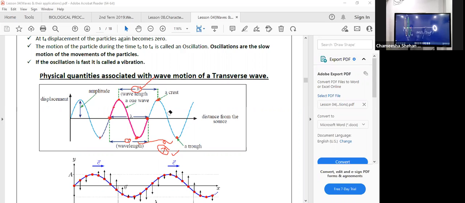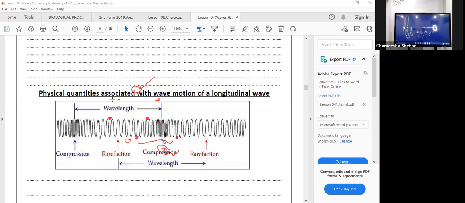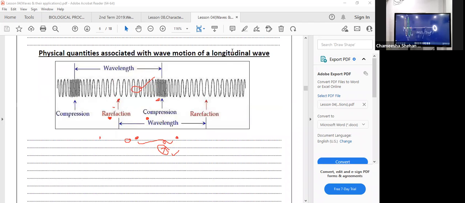Right, next one. Physical quantities associated with the wave motion of longitudinal waves. First, what do we have? Amplitude. Write amplitude. Okay.